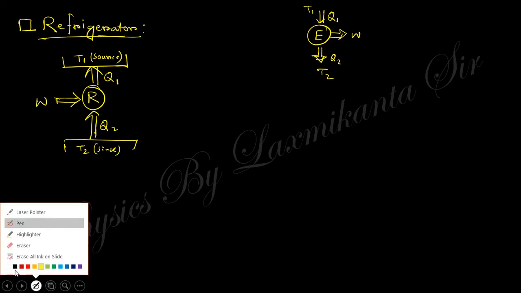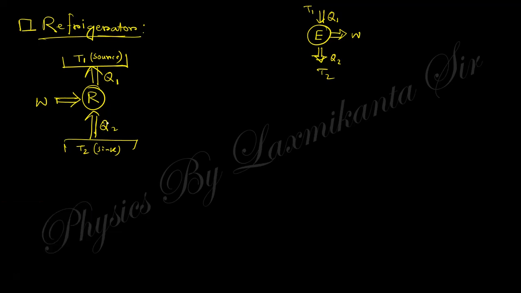Right? So you can see here, take some heat from this sink, do work on the refrigerator, and eject heat to the source, or high temperature. Here you remember that T1 is greater than T2. This is low temperature and this is high temperature. So the cool body is made cooler by the work done on this body.